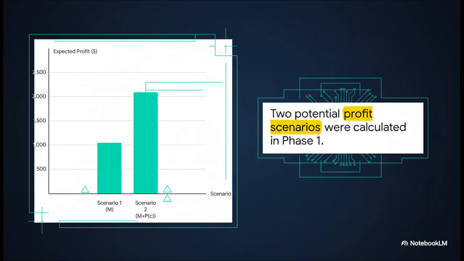And this chart just brilliantly illustrates the 2 potential profit scenarios based on those entry levels. In scenario 1, if only the primary M entry is triggered, the expected profit is $1,052. But if the secondary PC entry also gets hit, well, that potential profit jumps to $2,095.